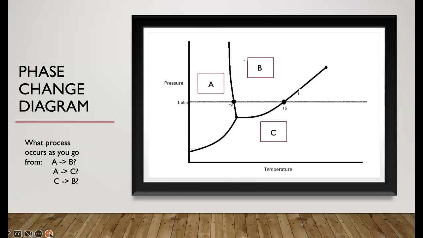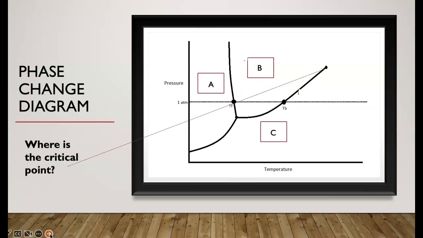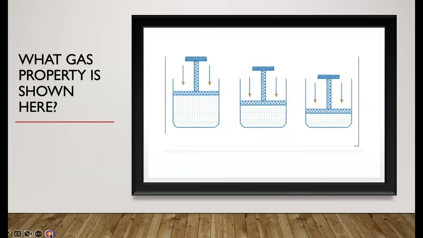So take a moment and think about that. This, again, is a great time to pause the video. Hopefully you were thinking from A to B, that's melting, when a solid goes to a liquid. A to C, that's a solid to a gas right here, that would be sublimation. And C to B, hopefully you were thinking condensation. That's our gas to our liquid. You need to know where the critical point is. So hopefully you were thinking right there. And you also need to know the triple point, which is right there.